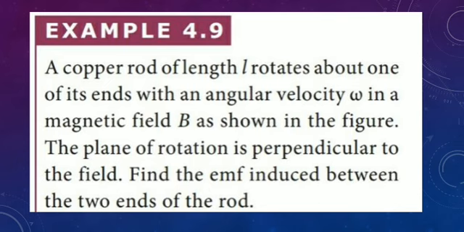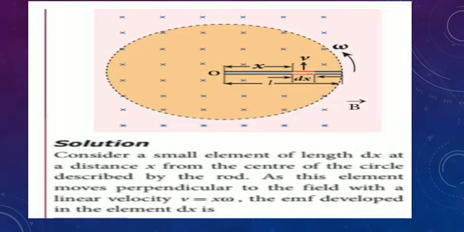Next problem. A copper rod of length L rotates about one of its ends with an angular velocity omega in a magnetic field B as shown in the figure. The plane of rotation is perpendicular to the field. Find the EMF induced between the two ends of the rod. Therefore, see the solution that is given.